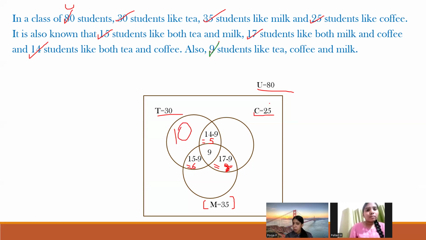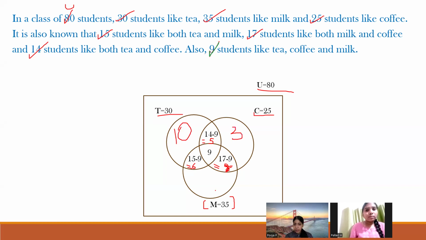Similarly, coffee. The number of people who like coffee is 25. So this entire thing is 25. In that, 9 plus 8 plus 5 are already here. So this will be 25 minus of 5 plus 9 plus 8. So what is this answer? 3.